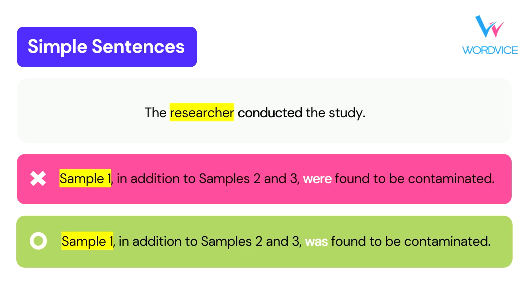Take, for example, the following. Sample 1, in addition to samples 2 and 3, were found to be contaminated. Sample 1, in addition to samples 2 and 3, was found to be contaminated. Here, the subject is sample 1. But if the sentence used the plural verb were, the reader may assume that the subject is not only sample 1, but also samples 2 and 3.